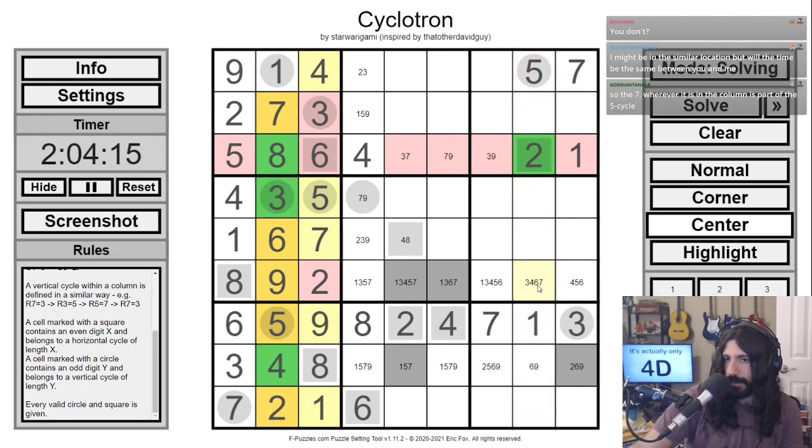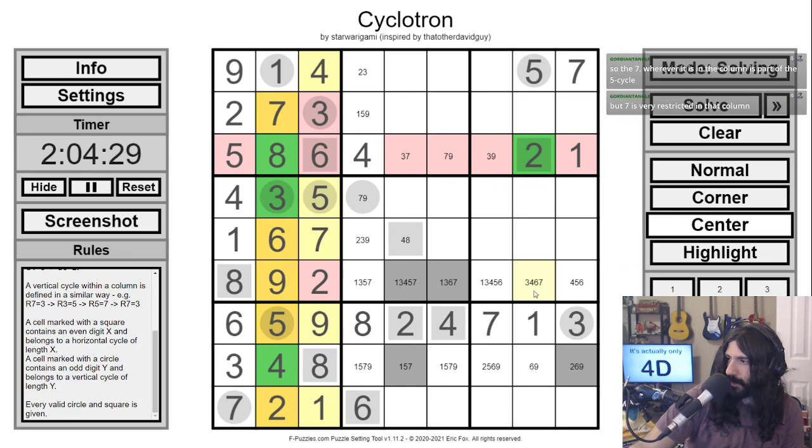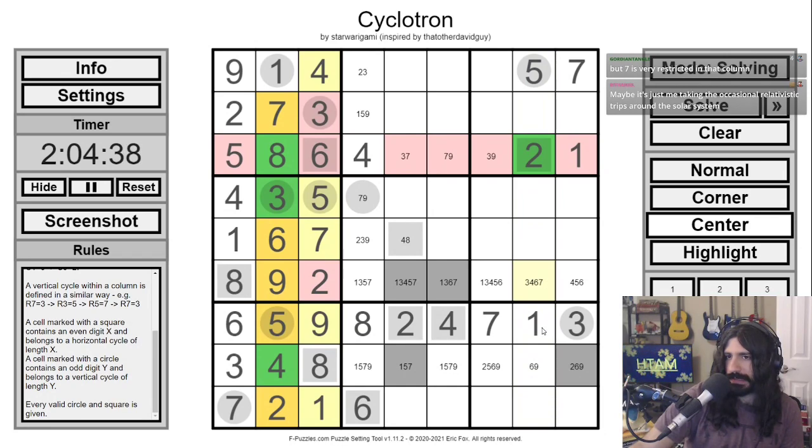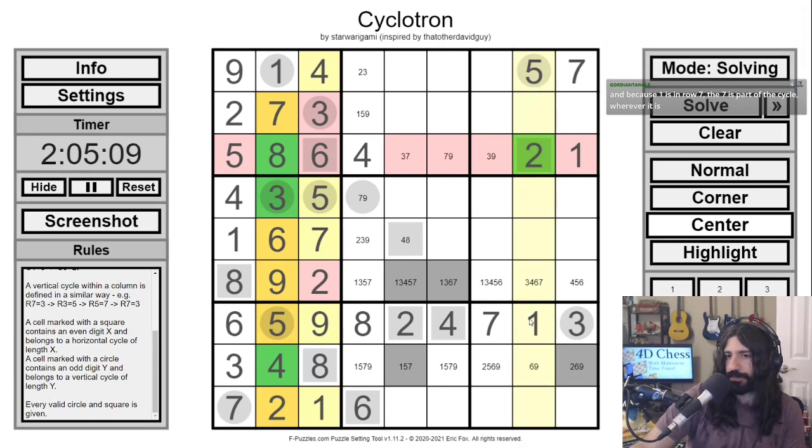You know, it goes 7, 1, 5. True. 7. Wait, sorry, what? What do I know goes 7? Can you help me out here? 1, 5. What? The 1 points to the 5? The 1 is part of the 5 cycle. The 5 cycle goes through 7. Oh, I see what you're saying. Okay, right. Sure. Yeah, it goes 7, because 7 has to be pointed at. So 7 is in a 5 cycle here. Okay.